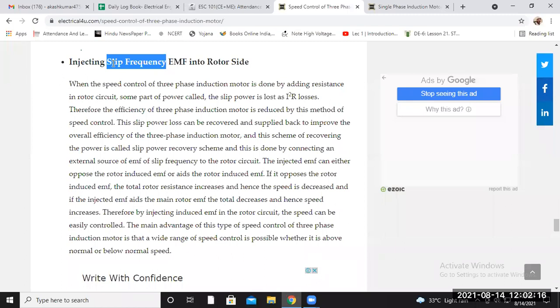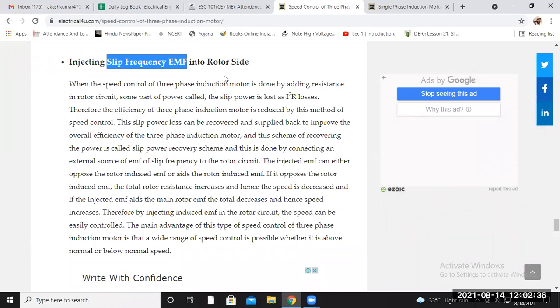Accordingly, the slip frequency is given. The slip power will also be there, that is, some part of the power will be there. So accordingly, we inject the slip frequency EMF into the rotor side. Now what is this? What is this method all about?